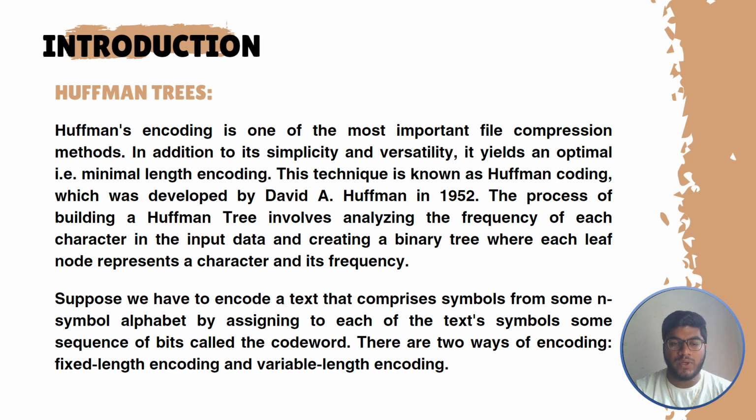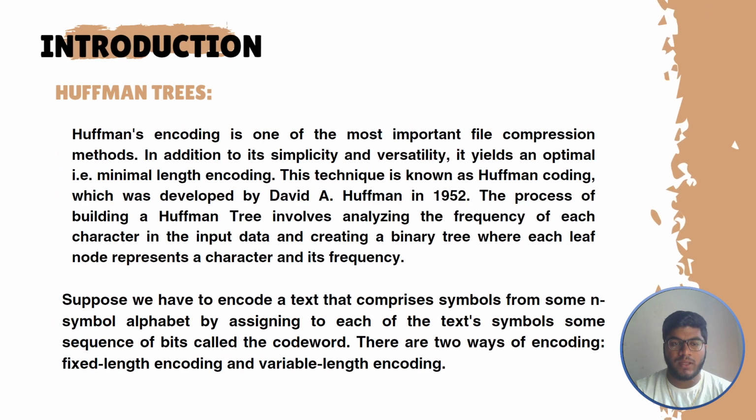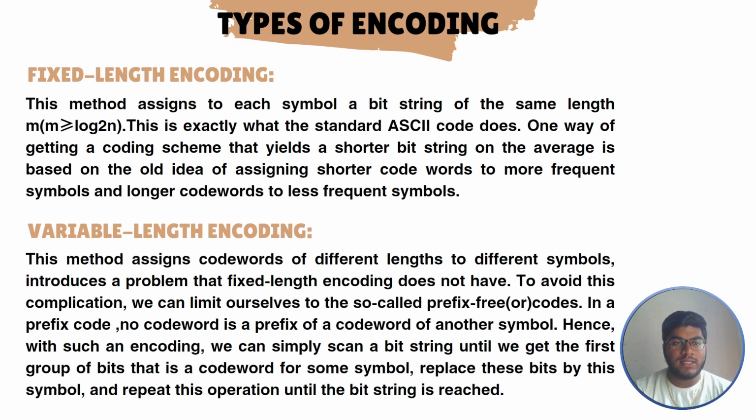Suppose we have to encode a text that comprises symbols from an n-symbol alphabet by assigning to each of the text symbols some sequence of bits called the code word. There are two ways of encoding, that is fixed length encoding and variable length encoding. Now let us discuss briefly the types of encoding.